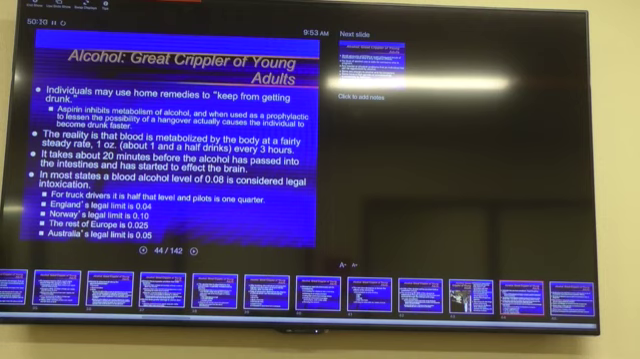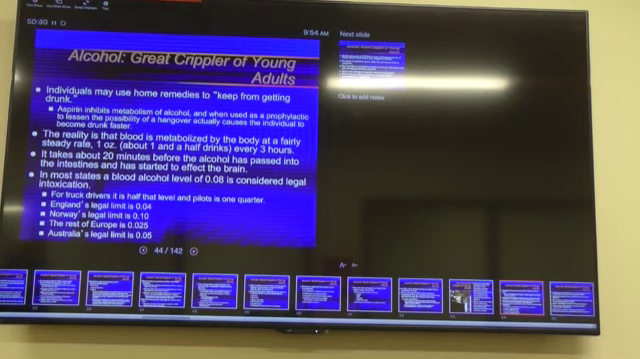England's limit is the same as Utah, 0.04. Norway's legal limit is 0.10, so it's a lot higher. Now that may seem funny to you, but if you are ever caught drinking and driving in Norway, you lose your license forever. It's the death sentence as far as you and driving is concerned. So if you ever get any DUI, they take away your license and you cannot drive in Norway.